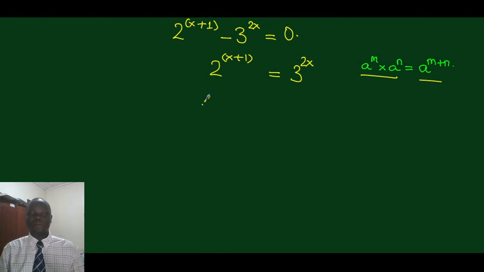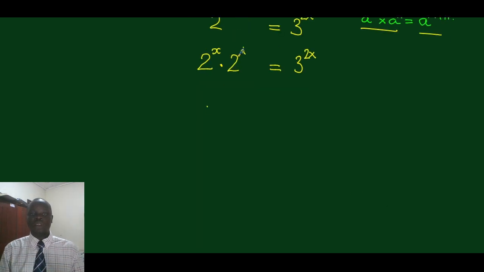So we have 2 to the power of x times 2 to the power of 1 equals 3 exponent 2x. And we know that 2 to the power of 1 is the same as 2. So we can write this as 2 times 2 exponent x equals 3 exponent 2x.